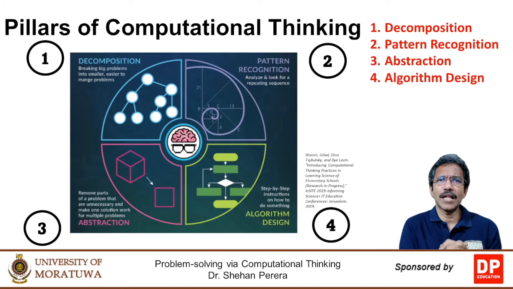Fourth, we have algorithm design. In this, we come up with step-by-step instructions to solve a problem, so that we can use the steps to solve this problem later, or else we can ask somebody else to solve this problem. And in computer programming, we do that. We come up with step-by-step instructions on how to solve a problem. So the fourth part of computational thinking is to come up with step-by-step instructions, or algorithm design, to solve problems.